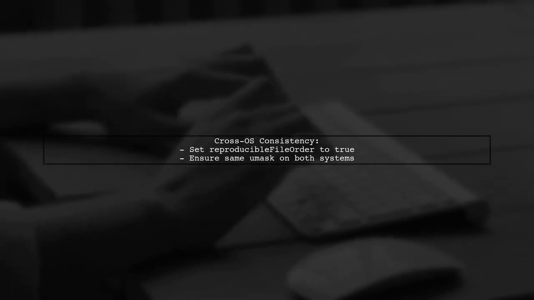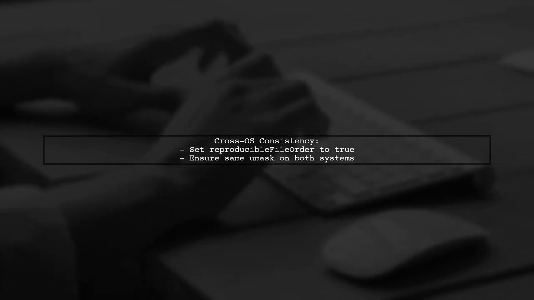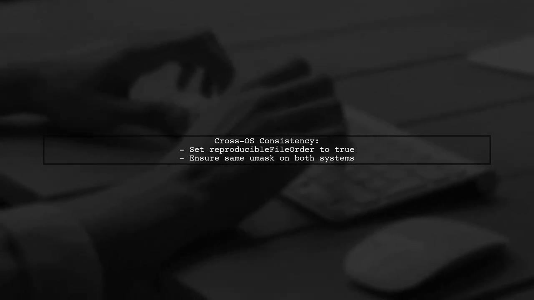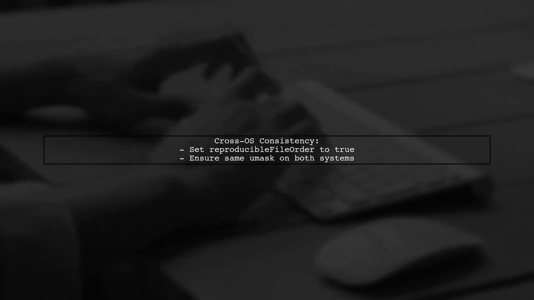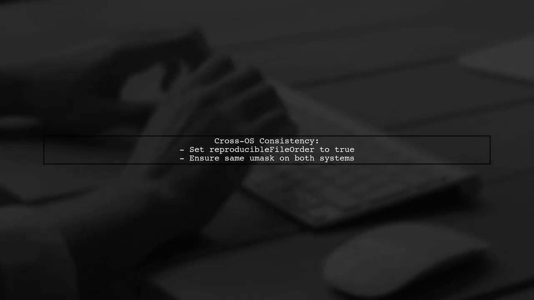For consistent hashes across different operating systems, set the reproducibleFileOrder property to true for both jar and war tasks, and ensure the umask is the same on both systems. By following these steps, you can achieve the same hashes for your artifacts, no matter where you build them.